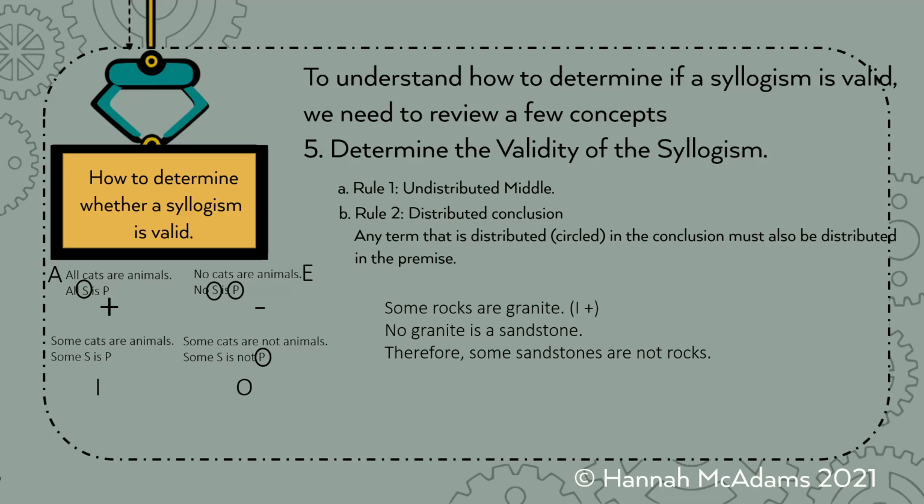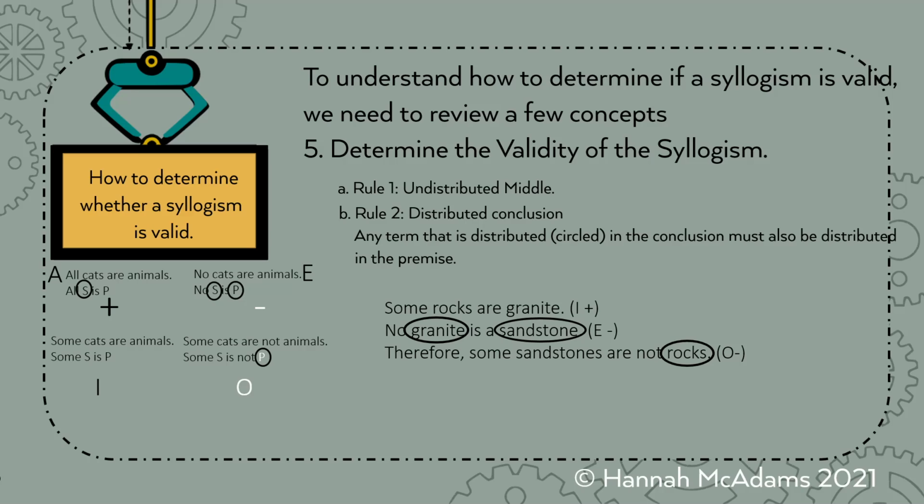Okay, what about no granite is a sandstone? That is an E statement. Why do you know that? Because it starts with no. So we circle granite and sandstone, and it's also negative. Okay, E negative. So let's write E negative, and then we're going to circle both the subject and the predicate, granite and sandstone. And then, therefore, some sandstones are not rocks. We have some and not, so that is an O statement. So it's O negative, and we only circle the predicate, which is rocks. All right. So we've done all of our prep work.